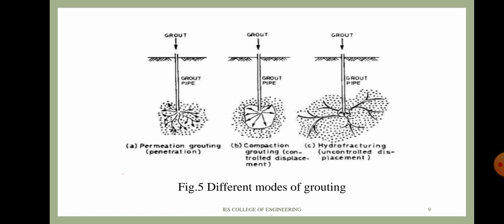And in this figure, three different modes of grouting are separately shown. First one shows the permeation grouting, in which grout is injected from the top through the grout pipe and grout reaching the bottom spreads into different directions and forms a solid mass. And in the second one, compaction grouting, grout is injected through the grout pipe and forms a grout bulb at the bottom. And in the third figure, hydrofracturing grouting, grout is injected through the grout pipe and grout spreads in the direction of fractures.